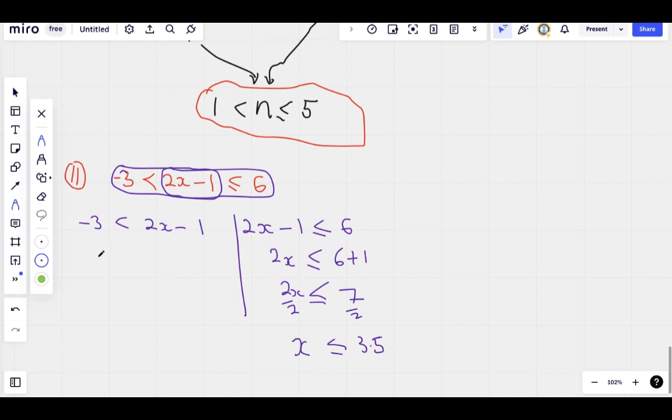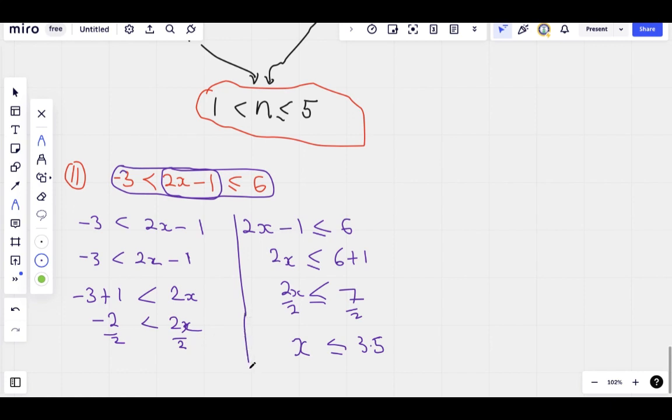Then we look at the left side. We have minus 3 is less than 2x minus 1. So I bring this minus 1 to the other side, so it becomes plus 1. We have minus 3 plus 1 is less than 2x. Minus 3 plus 1 is negative 2. So I have negative 2 is less than 2x. Because we're looking for x, we divide both sides by 2.